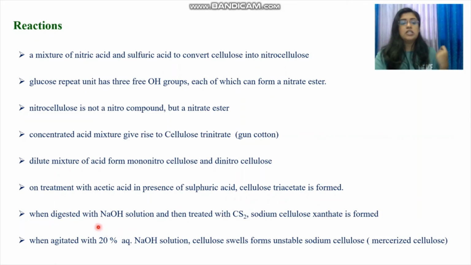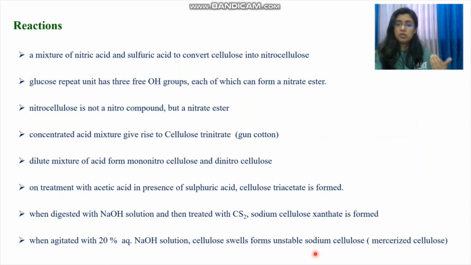Another reaction is digesting cellulose with NaOH solution and then passing carbon disulfide into the solution. The product formed is sodium cellulose xanthate. Finally, if you agitate cellulose with 20% aqueous NaOH solution, cellulose will swell and get converted to an unstable form, which is sodium cellulose. And this is a highly reactive, unstable form that readily decomposes back to cellulose.